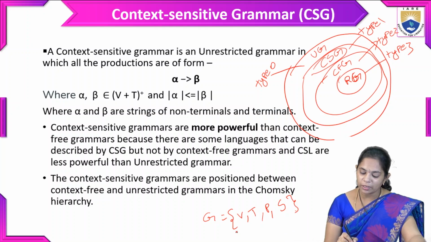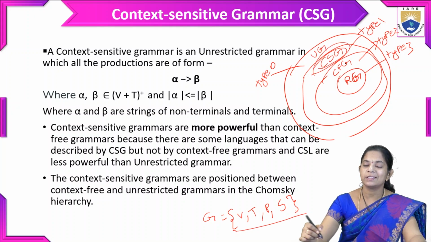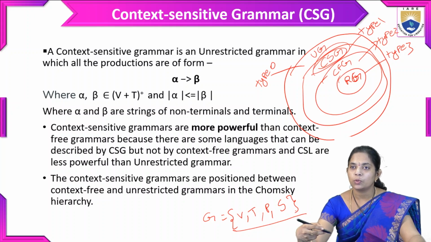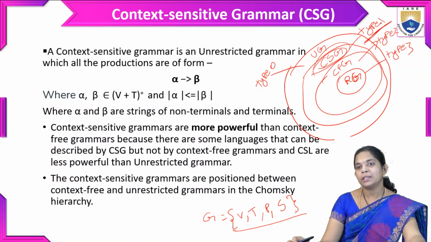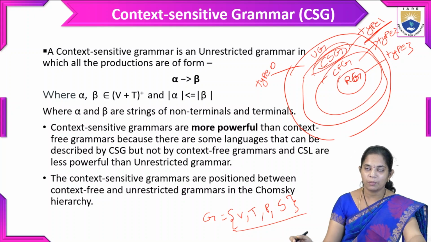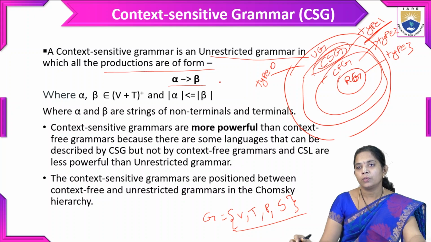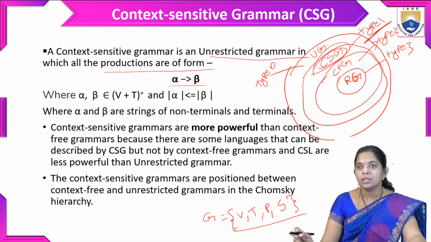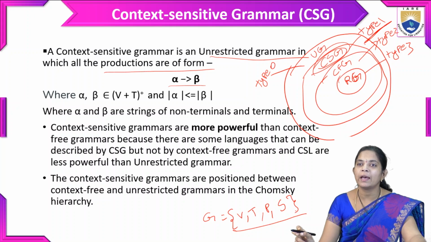In this video, we are going to discuss the context sensitive grammar. This is a subset of unrestricted grammar. We have 4 types of grammars here, and we are going to discuss the type 1 grammar, which is the context sensitive grammar. It is an unrestricted grammar in which all the productions are of the form alpha tends to beta. We discussed that every production rule is in the form of alpha tends to beta. Here there are some limitations on the unrestricted grammar.